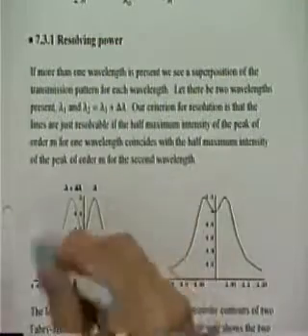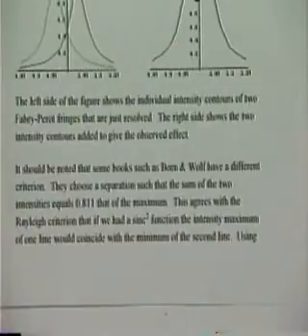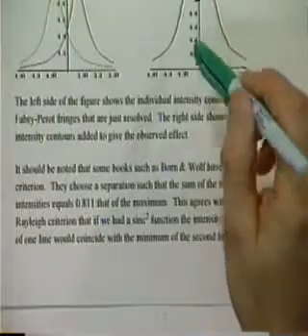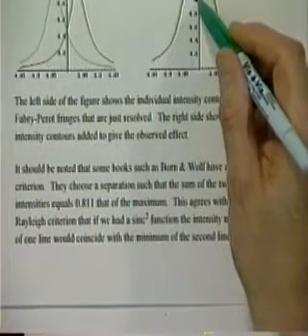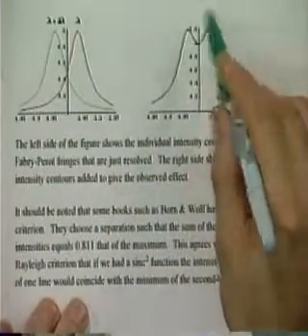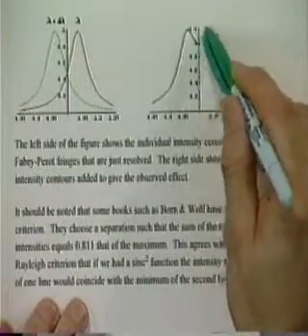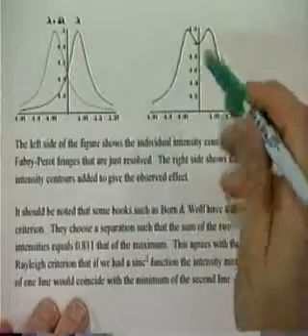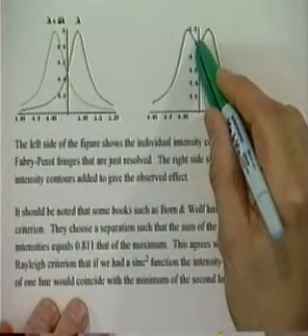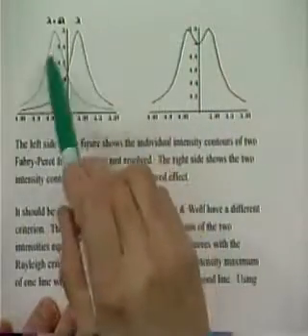Now, not all books agree on that definition. In fact, the Bible, Born and Wolf, has a slightly different criterion. The criterion that they pick is that when you add up these two, the sum in the center is equal to 0.811 times that of the maximum. So it's pretty close to what I have here. This dips about 20%, so this is close, but it's not exactly what Born and Wolf has. They want to say these two lines are resolved if the center dips to 0.811 of the maximum. And we're assuming that both of these lines have the same intensity.